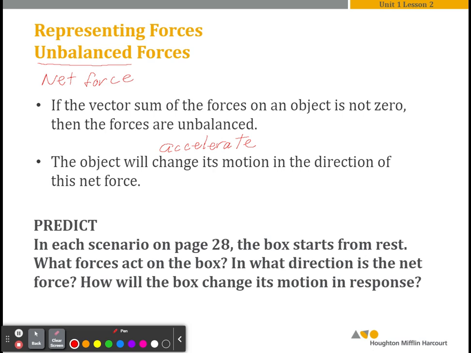In the third example, we see a box bouncing on a spring, and the upward vector is greater than the downward vector. So that means that the box is accelerating upward. The spring is pushing the box up. The gravitational force is pointed downward, and the arrow pointing up is the spring force.